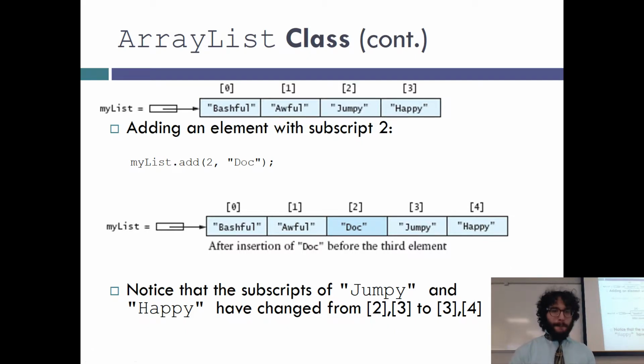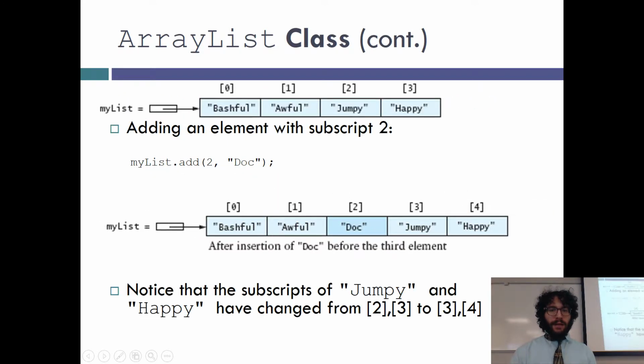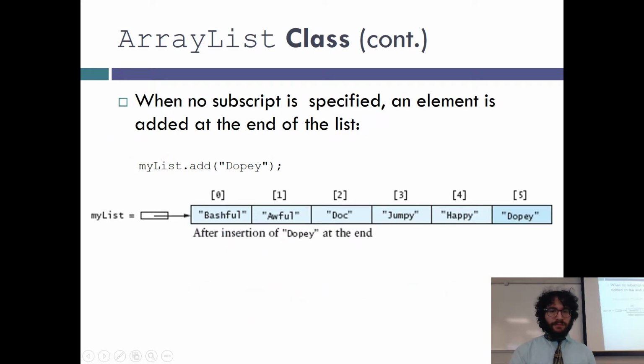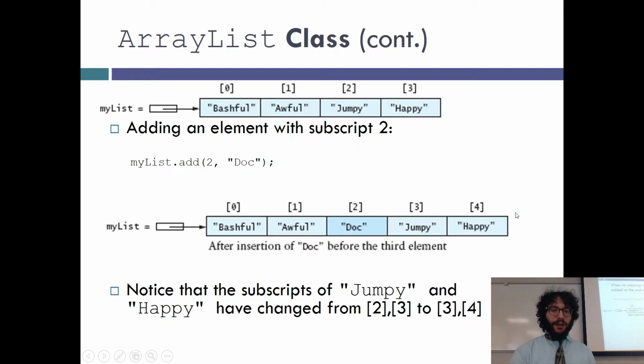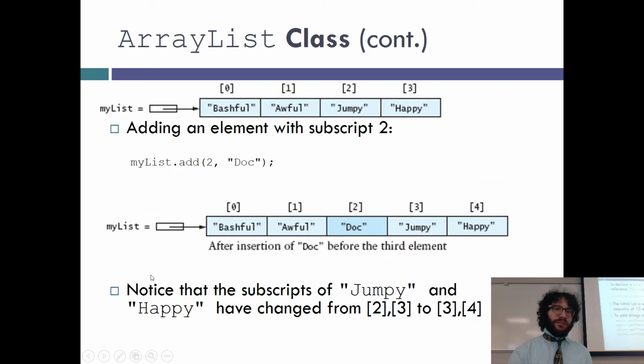That's straightforward. So if we don't have a subscript, we add something to the end of the list. So we just simply add dopey to the end of the list. Adding dopey just adds dopey at index 5. Just like how bashful was added at 0, this went to 1, this went to index 2, this went to index 3. It just simply slaps it on right at the end.